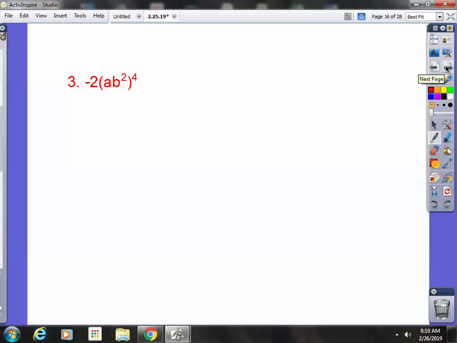Coefficient. Go ahead and copy this down. We're going to look at a couple variations of this problem here. So we have negative 2, parentheses, AB squared, all to the 4th power.